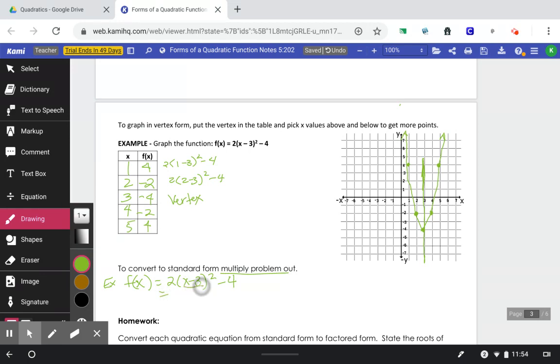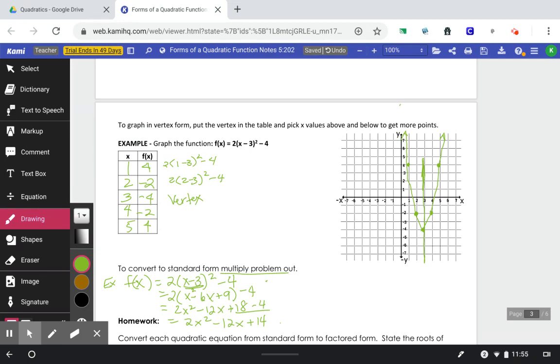All right, order of operations, I would have to do x minus 3 squared first. So that's going to give me x squared minus 6x plus 9. Bring down the minus 4. Now I'm going to distribute. So I'm going to get 2x squared minus 12x plus 18 minus 4. And then the last step would be just to combine those like terms. So I get 2x squared minus 12x plus 14. All right, so that's converting from vertex form into standard form.